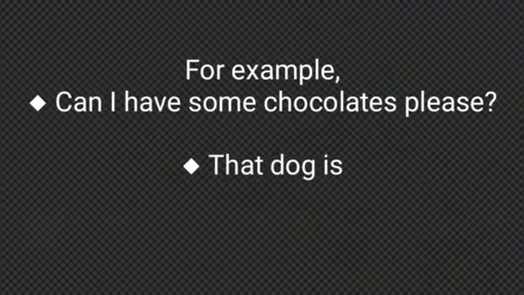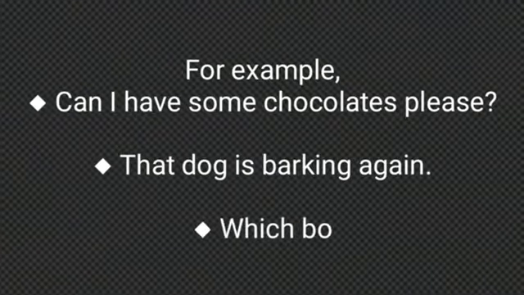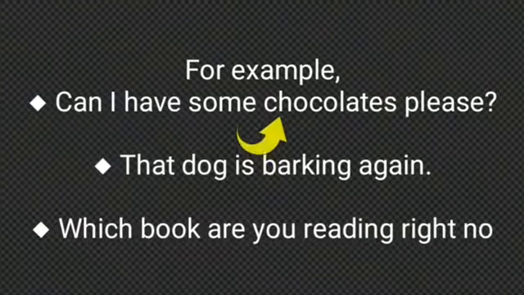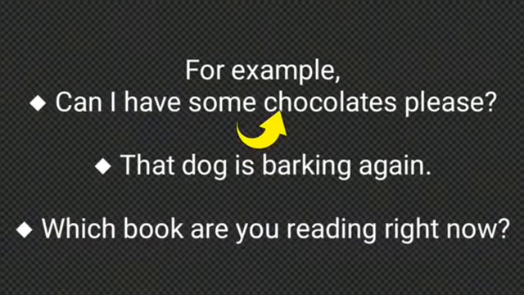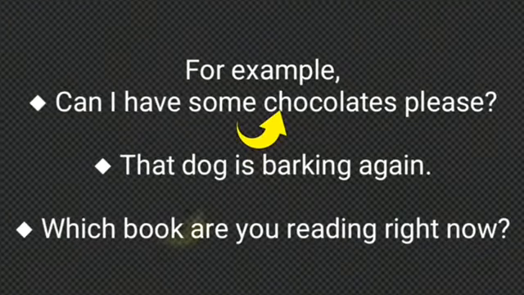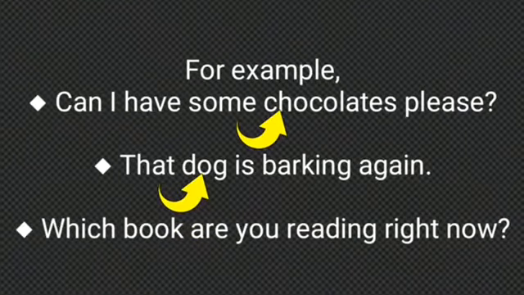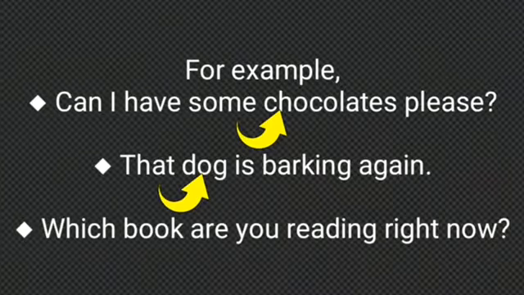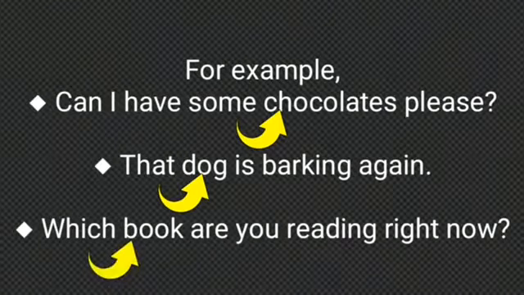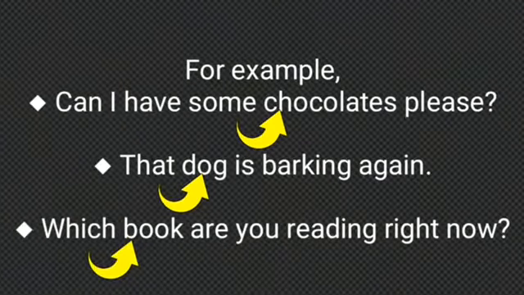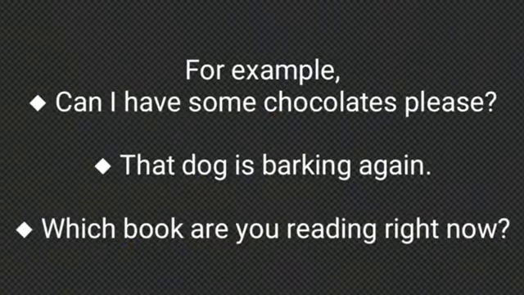For example, can I have some chocolates please? That dog is barking again. Which book are you reading right now? Here, some is a determiner which is referring to the noun chocolates. In the second sentence, that is the determiner which is referring to the noun dog. And in the last sentence, the determiner is which and it is referring to the noun book.